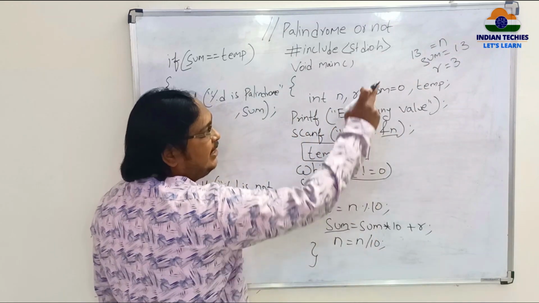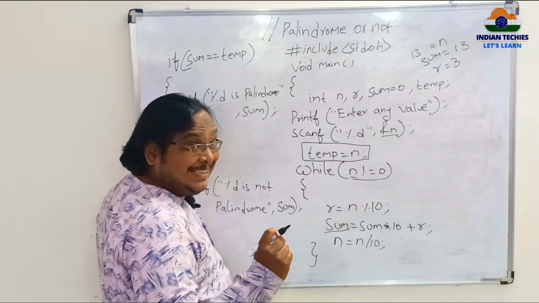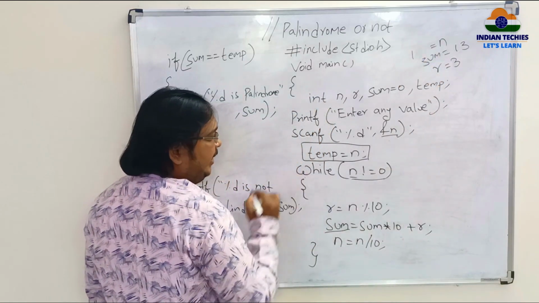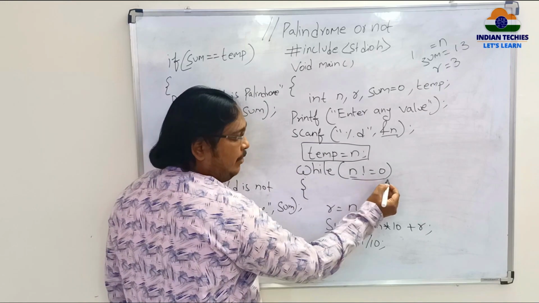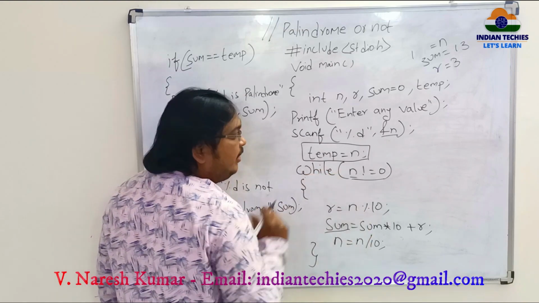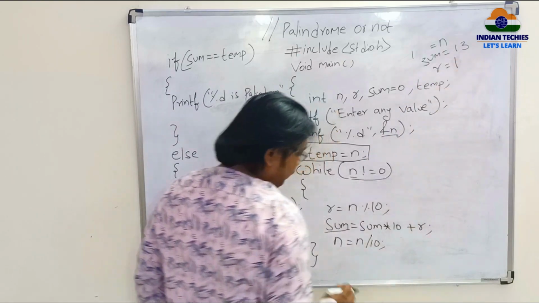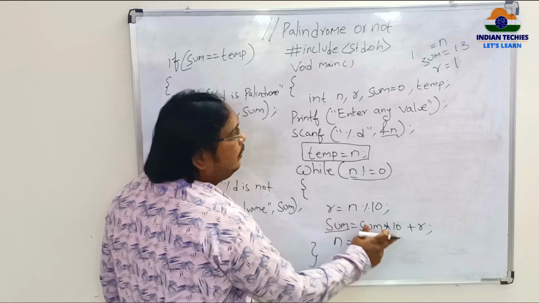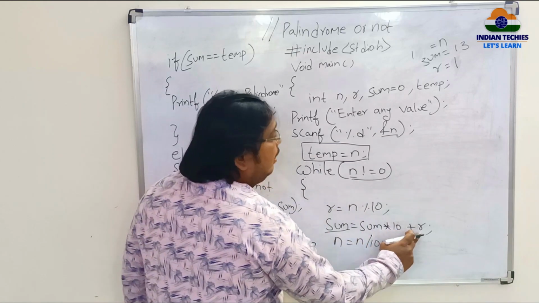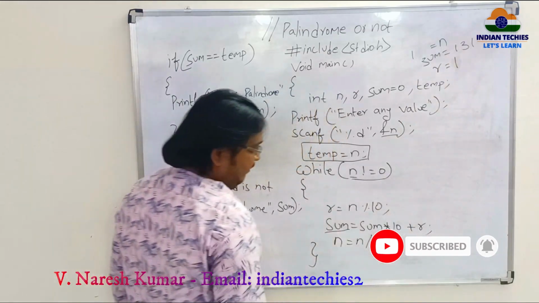Next. N by 10. What is n value? 13. 13 by 10. The quotient is 1. So n value becomes 1 now. Again it jumps to the condition. Now n value is 1. 1 not equal to 0? Yes. 1 is not equal to 0. Go inside. 1 mod 10. That is R becomes 1. Next step. Sum into 10. What is sum value there? 13. 13 into 10, 130 plus R. What is R? 1. 131. Now sum value becomes 131.